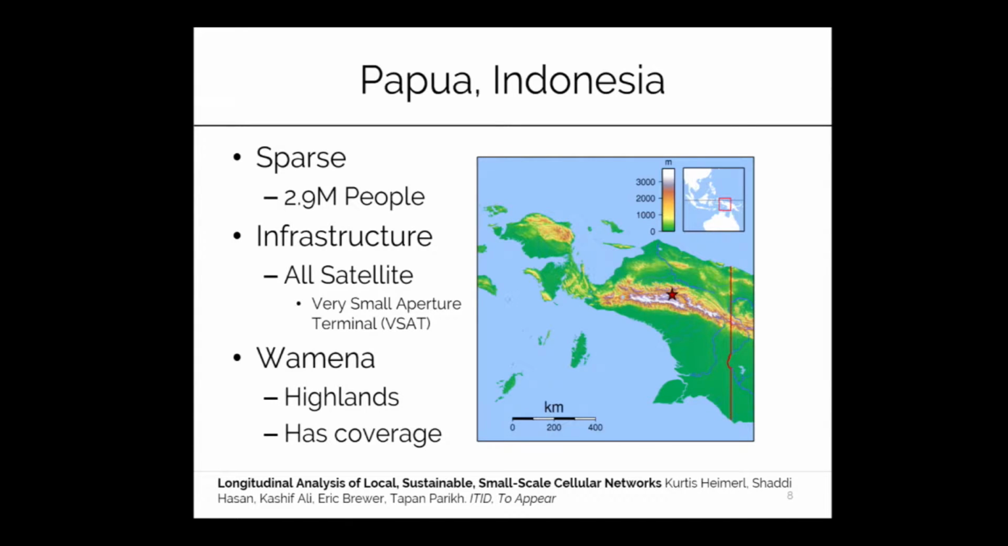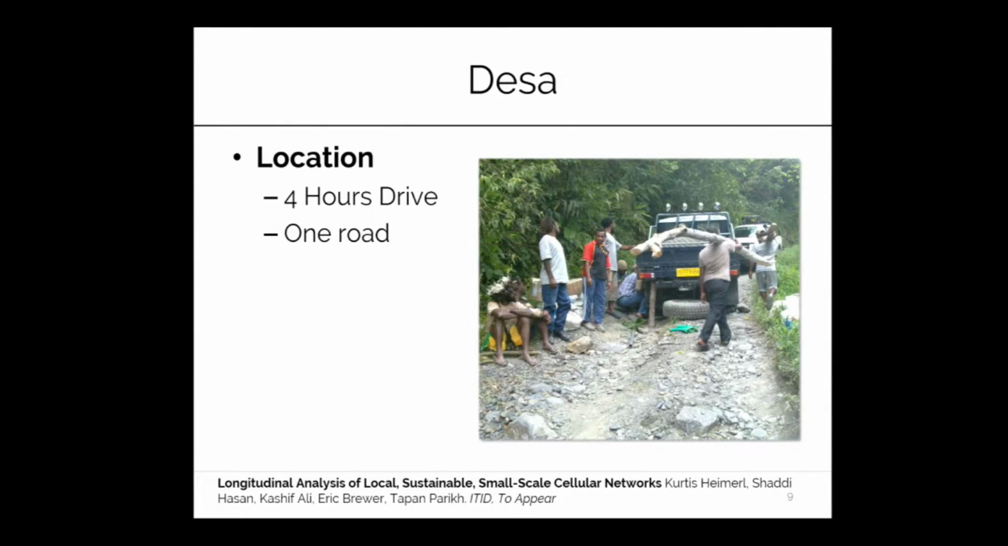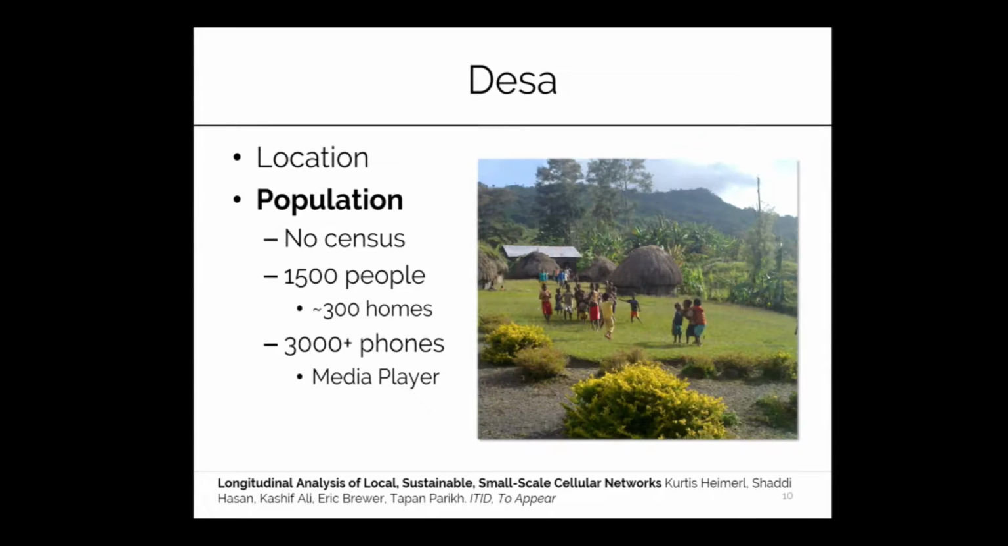And Wamena actually has cell phone coverage because it's mostly correlated with density. But once you leave Wamena, that gets bad very quickly. And so we step into one of these communities. This is the community of Deza. It's about a 4-hour drive from Wamena. And there's this one road. You can see it here. It often gets blocked with broken trucks, and you get stuck for a long time. Deza is a really interesting place in a number of ways. There's no census for this kind of community.